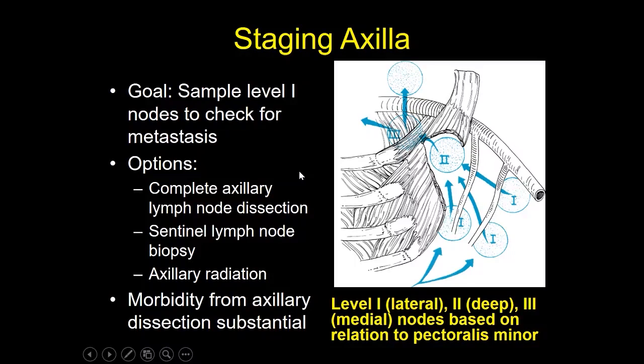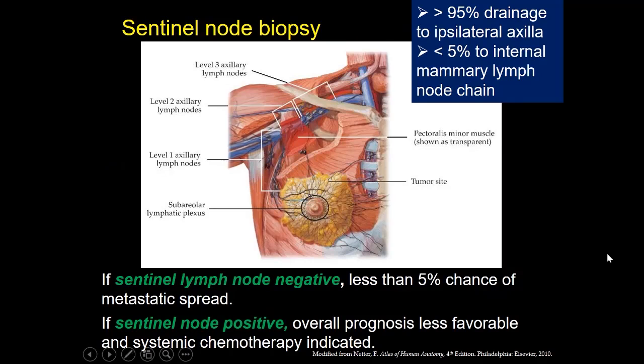And the options to stage the axilla include a complete axillary node dissection, which carries a significant risk of chronic arm lymphedema, a sentinel lymph node biopsy, which takes advantage of the lymphatic drainage pattern that we now know exists in the breast, and axillary radiation. So this patient underwent a sentinel lymph node biopsy. And so what does that entail?